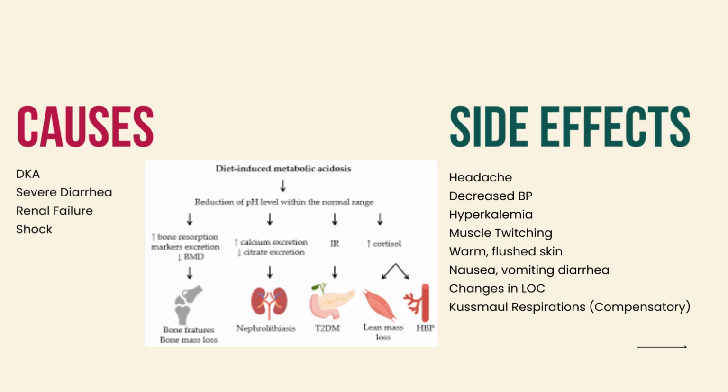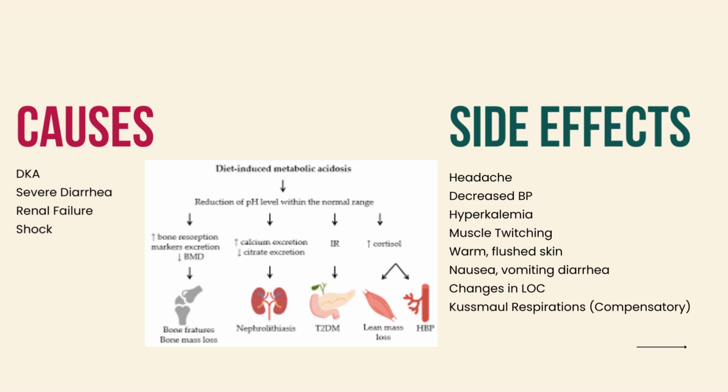Side effects of metabolic acidosis include headache, decreased blood pressure, hyperkalemia, muscle twitching, warm flushed skin, nauseousness, vomiting, diarrhea, changes in level of consciousness, and Kussmaul's respirations.